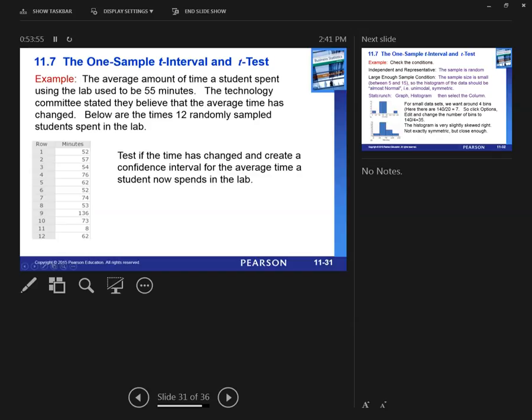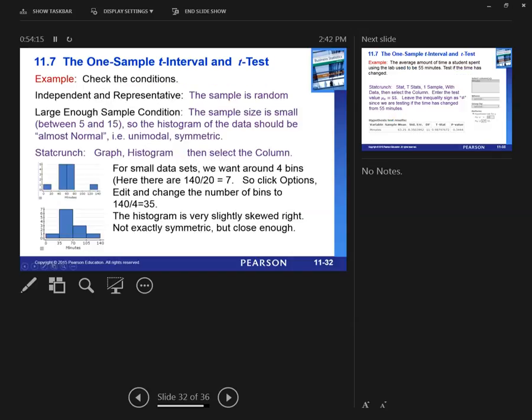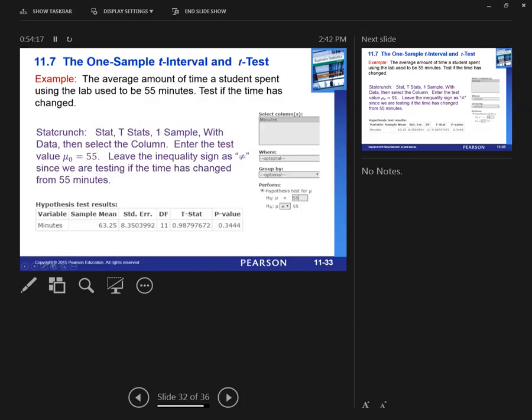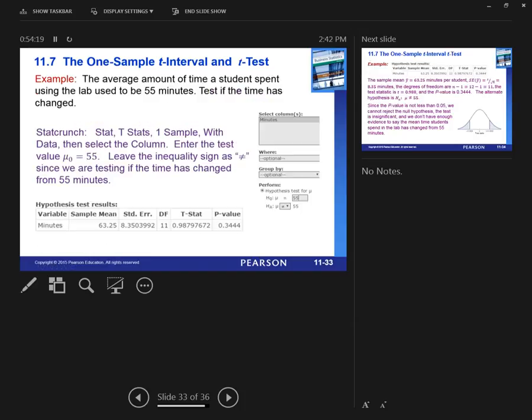All right, so it used to be the average time was 55 minutes. And somebody in the lab thinks, well, I think it's bigger now. So they randomly selected 12 people and recorded how much time they spent in the lab. All right. So now to do this, I'm going to do StatCrunch. I'm going to do stats, t-stats, one sample with data.